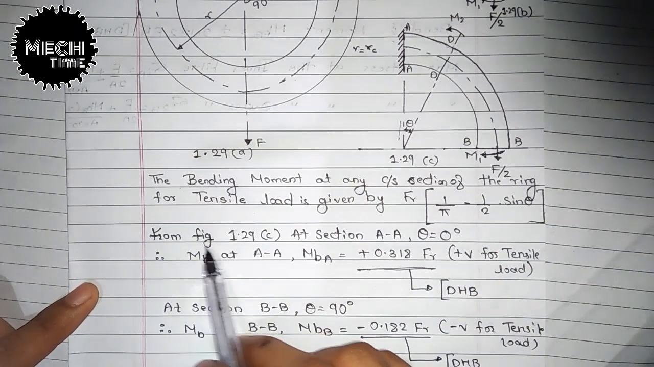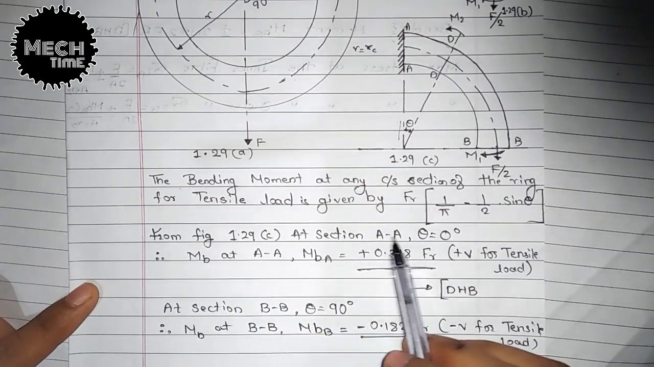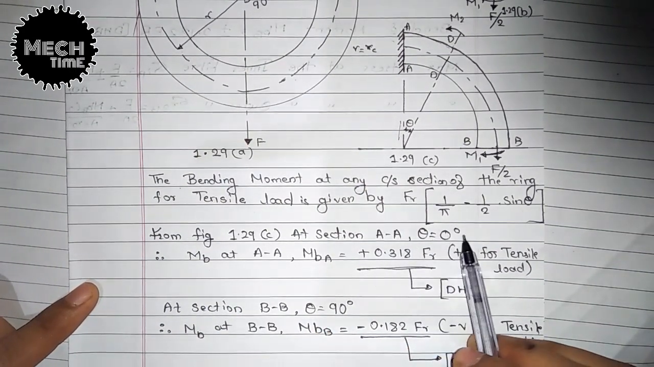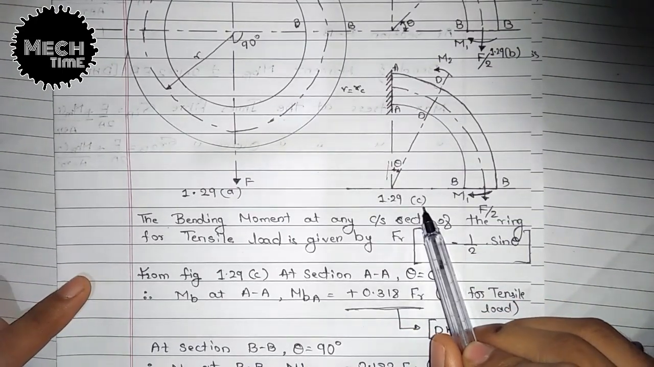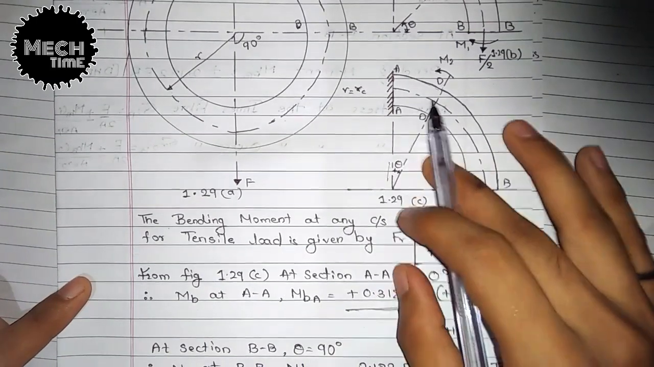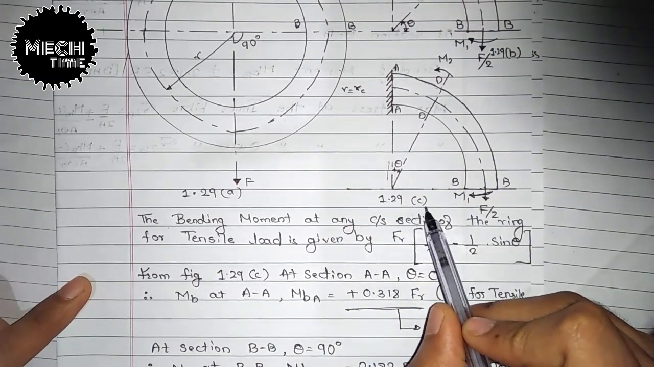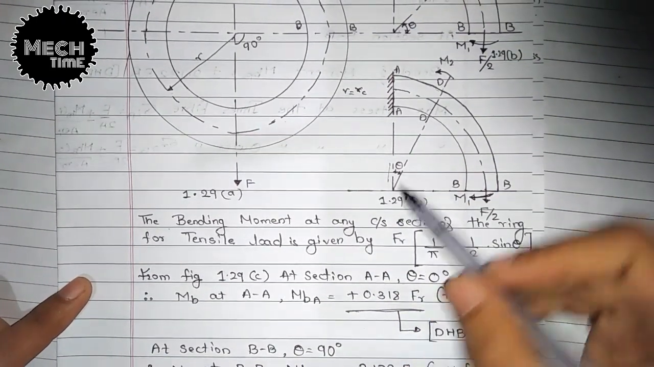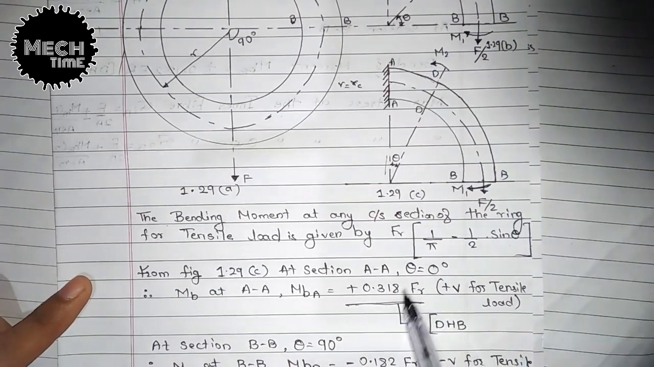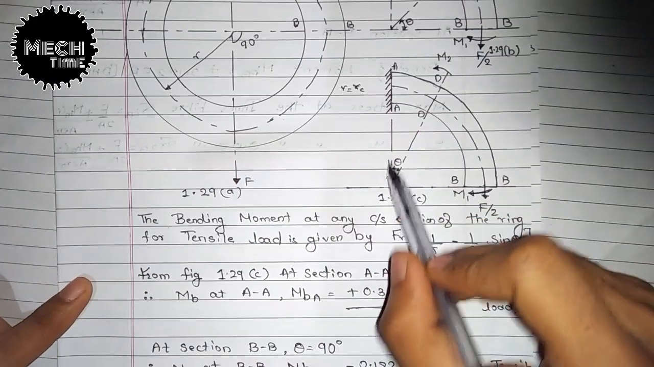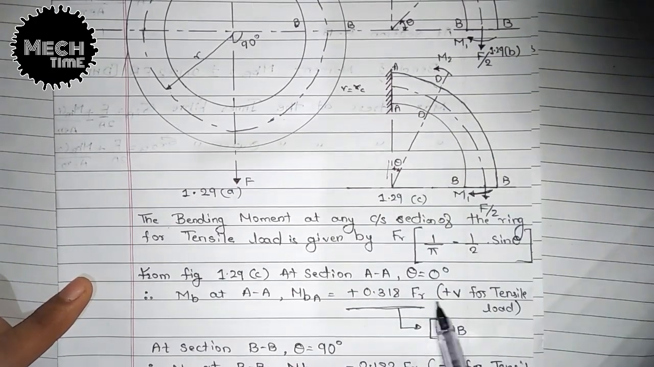Now from figure 1.29c at section A to A, theta is equal to 0 degree. As you can see in figure 1.29c, you need to start from figure 1.29c, at section A to A. Where is section A to A? This is our section A to A. How much is it? Theta is nothing but 0 degree.